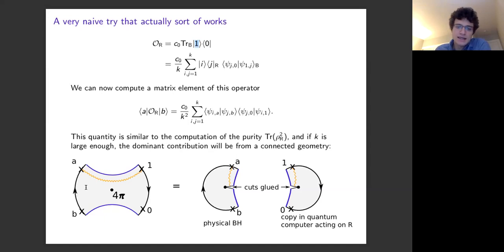So connecting this replica wormhole between the physical black hole and the quantum computer is precisely creating a particle behind the horizon. Okay, so that's how you see that acting on the radiation can create a particle behind the horizon. The computation that you do in the radiation is described by a second copy of the black hole. That second copy connects by a wormhole to the physical copy, and the particle comes through the wormhole. That's how it gets behind the horizon.